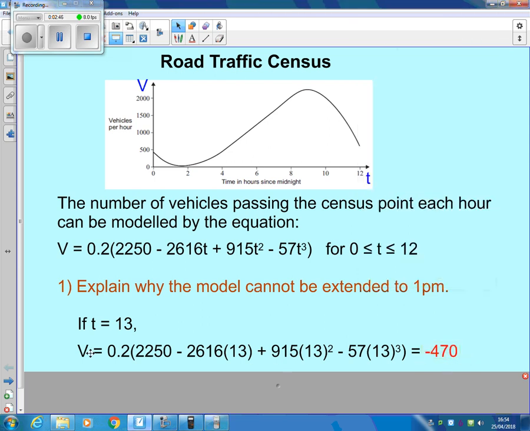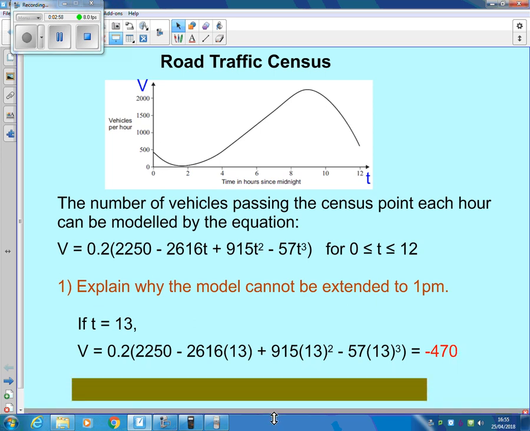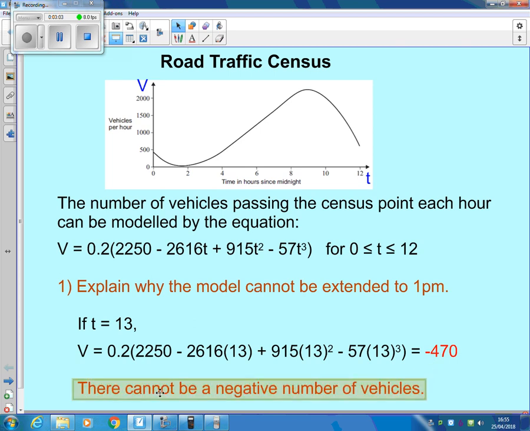Now, we must show that we've done some working out. This is our calculation. It comes to minus 470, and then we say, does that make sense? Can we have minus 470 vehicles per hour? Obviously, you can't have a negative number, but you now need a statement. So my statement would be something like, there cannot be a negative number of vehicles. So we show now that it can't work at 1 o'clock. Okay, let's go on to the next question.